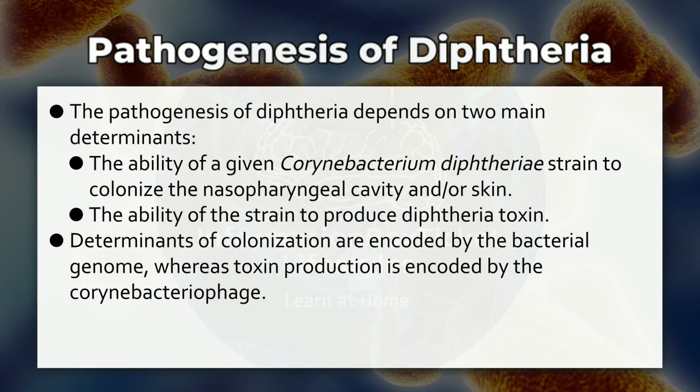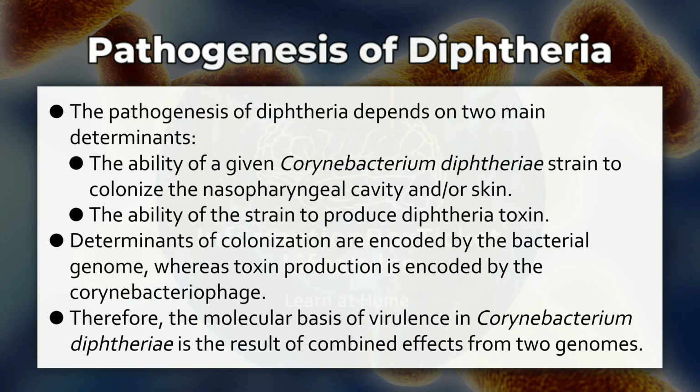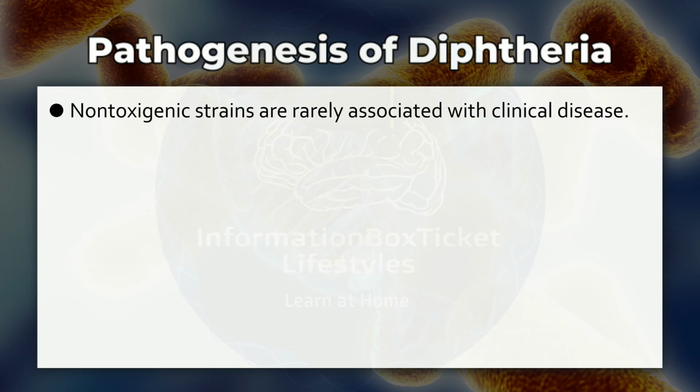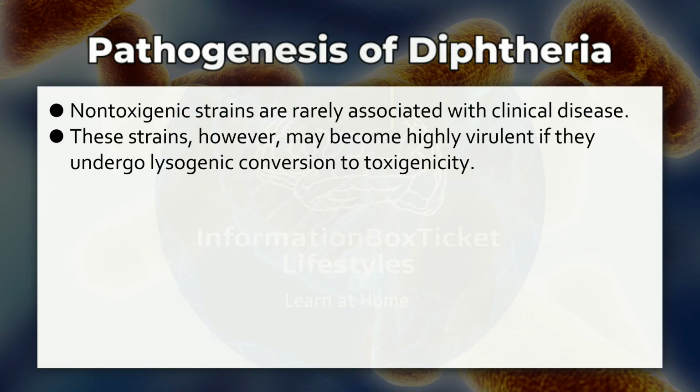Determinants of colonization are encoded by the bacterial genome, whereas toxin production is encoded by the corynebacteriophage. Therefore, the molecular basis of virulence in Corynebacterium diphtheriae is the result of combined effects from 2 genomes. Non-toxigenic strains are rarely associated with clinical disease. These strains, however, may become highly virulent if they undergo lysogenic conversion to toxigenicity.